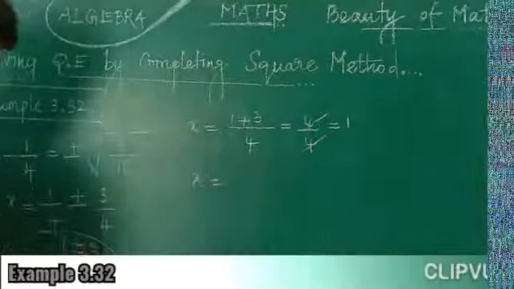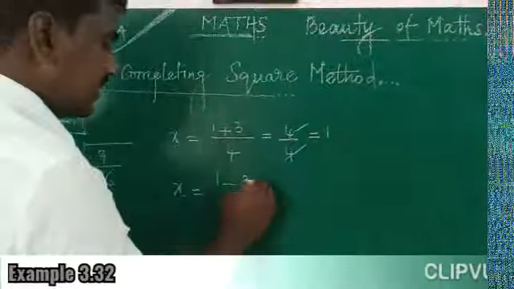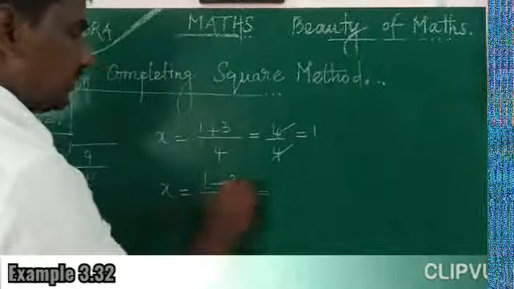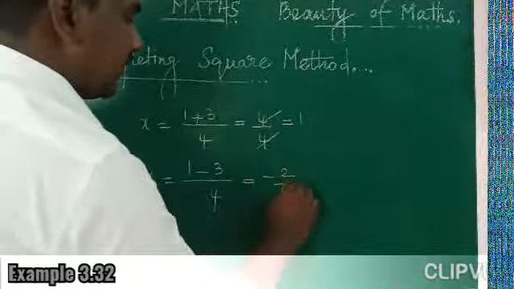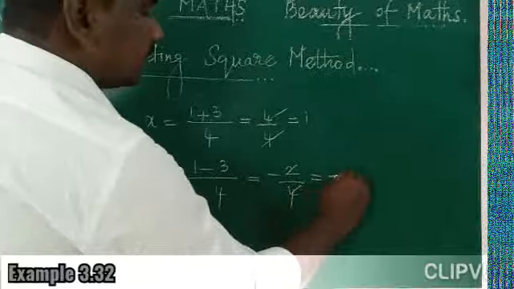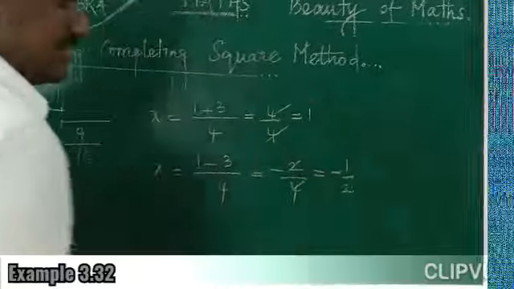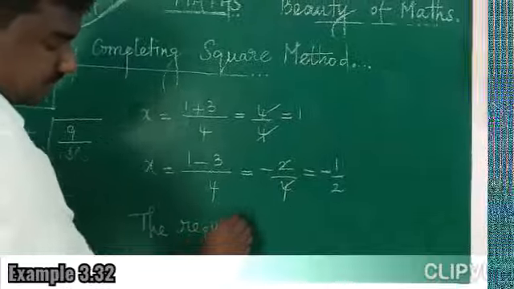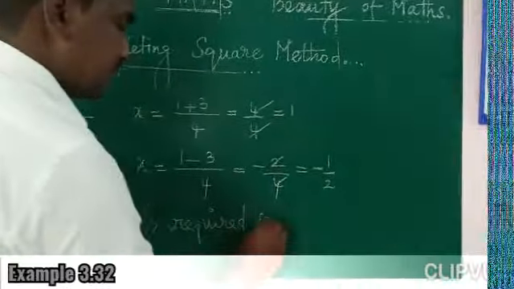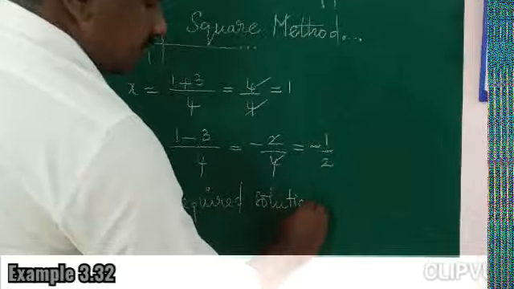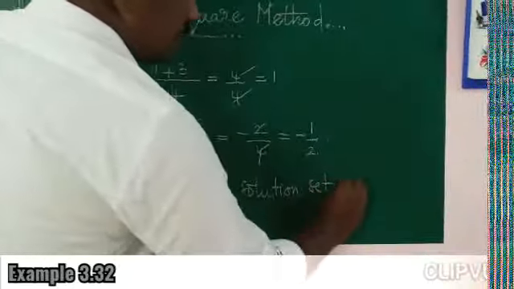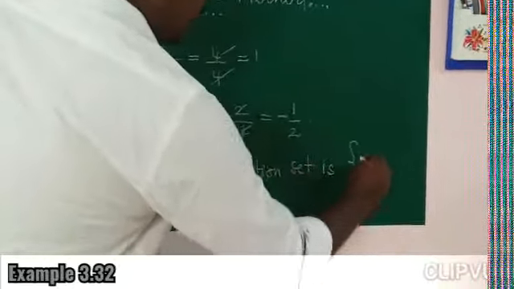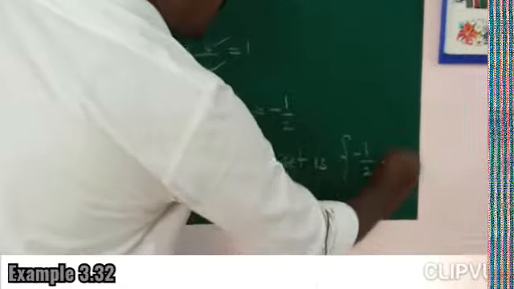Next, 1 minus 3 by 4. 1 minus 3 is equal to minus 2 by 4. 1 time, 2 times. So what do we get? Minus 1 by 2. So the required solution set is minus 1 by 2, comma 1.